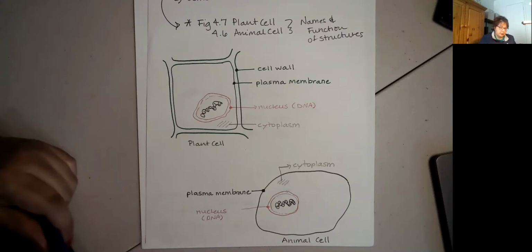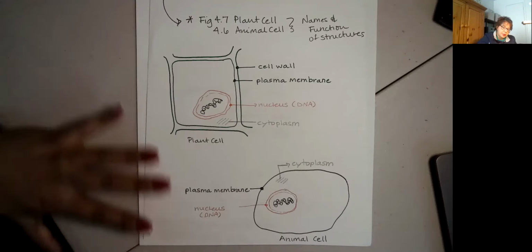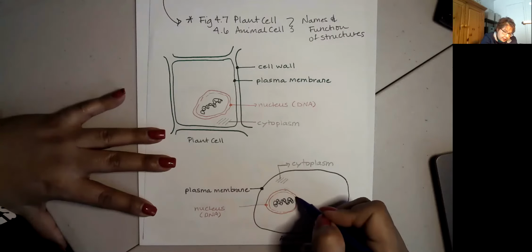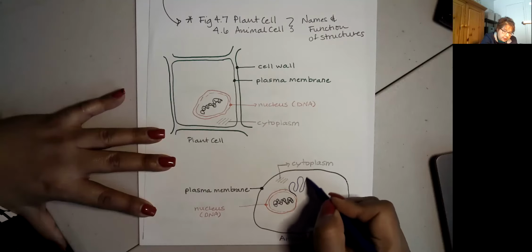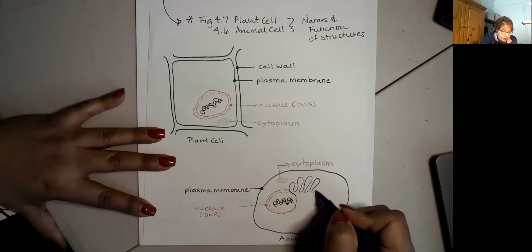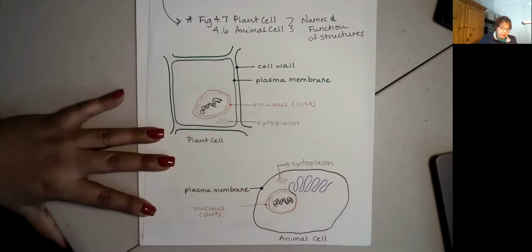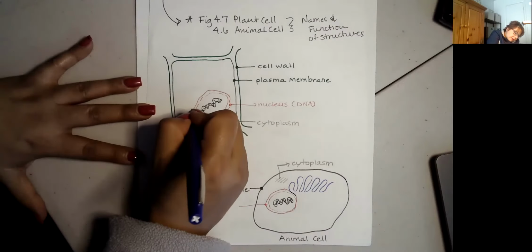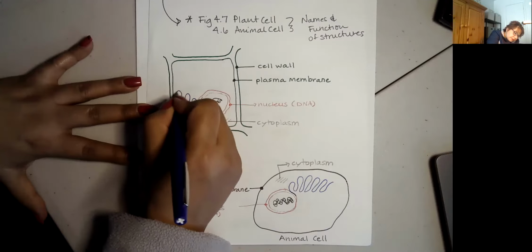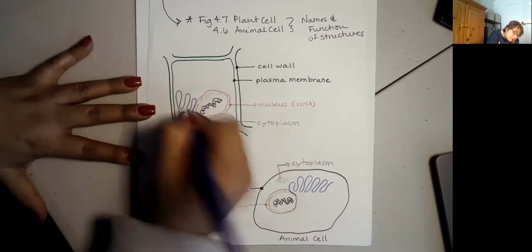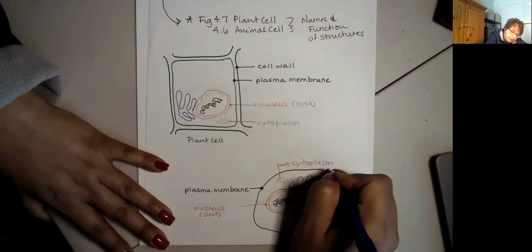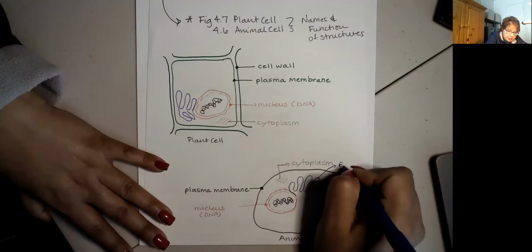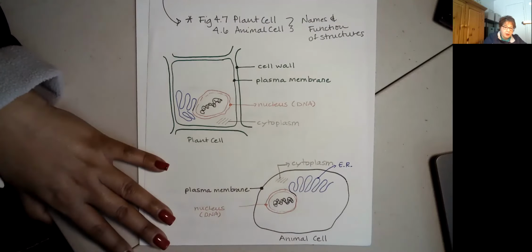Continuous with the nucleus, so in other words, it touches the nucleus and it comes kind of off of it like this. You have what looks like a ribbon looking material. Both the plant and the animal cell have it. That ribbon looking material is referred to, and I'm just going to abbreviate it as the ER.